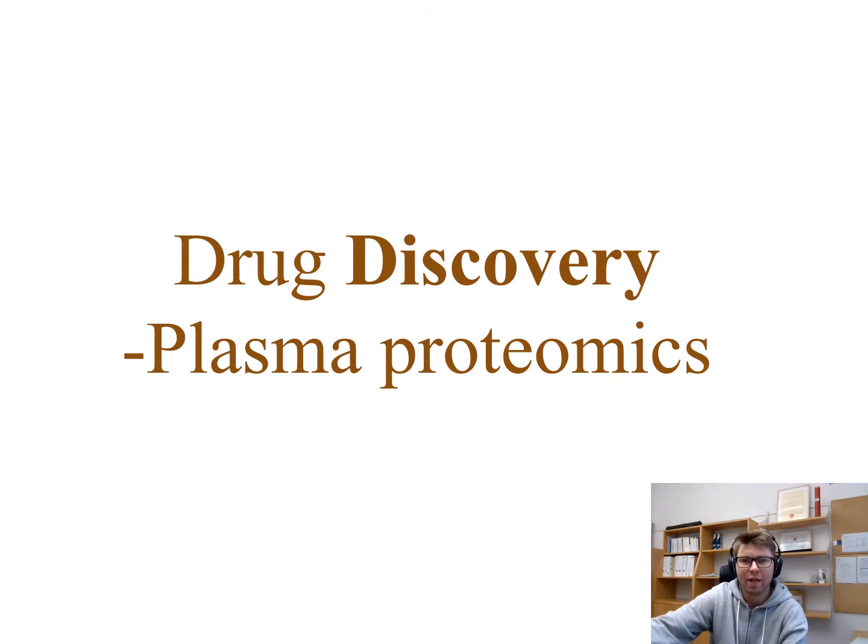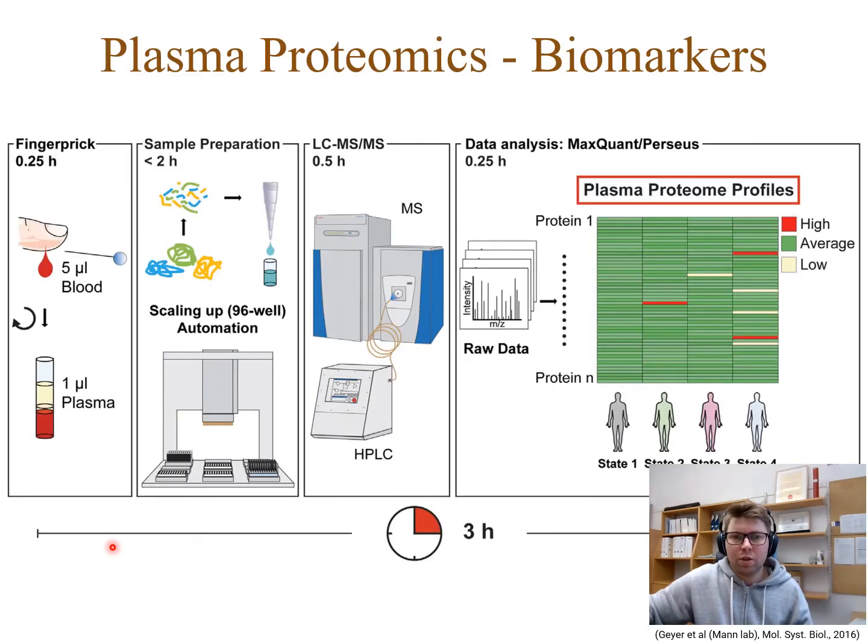So now that you have some background in basic mass spectrometry and its operations, I will go into applications and start out with the first example that concerns drug discovery and how this can be mediated through plasma proteomics. So using the latest and greatest workflows, it's possible to characterize plasma proteomes from humans in just a couple of hours. And this requires very little material, just a couple of microliters, whereafter plasma is isolated and the proteins are digested into peptides using robotic automated systems.